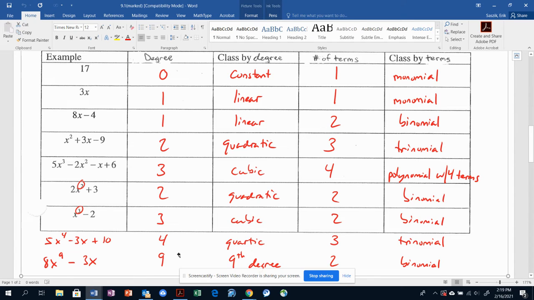So there's no special word above 4. There are special words from 0 to 4: constant, linear, quadratic, cubic, and quartic. But anything above that, we just say degree. Classified by terms, there's special words for the first 3: monomial, binomial, trinomial. Anything above that, it's polynomial with however many terms we're talking about.